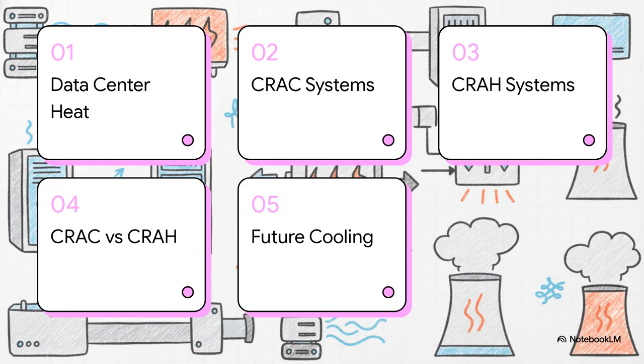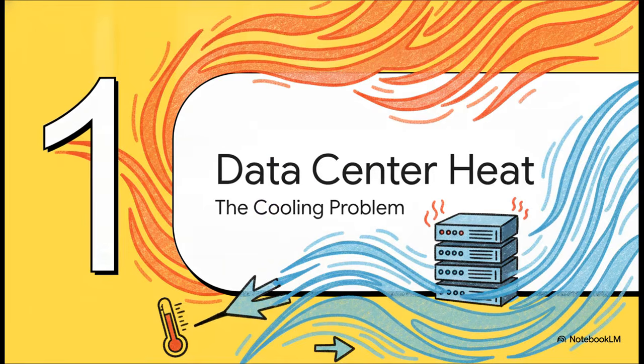Okay, let's dive into this. Here is our structural roadmap to untangle these acronyms step by step. First, the data center heat problem. Then, CRAC, refrigerant-based cooling, followed by CRAH, chilled water systems, a head-to-head CRAC versus CRAH comparison, and finally, AI and future cooling needs.